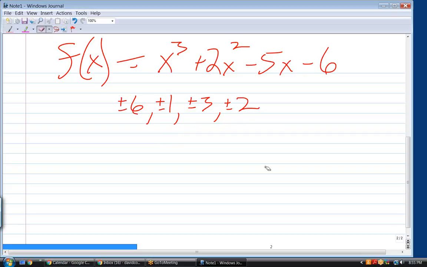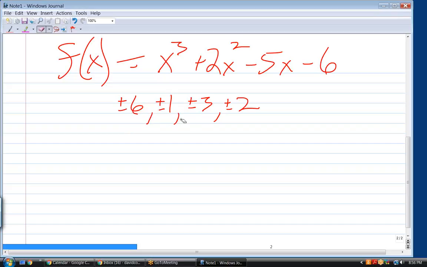My next step is to try each one of them randomly until I produce a 0 as a remainder. Whenever I produce the 0, I have found my factor. Once I find one factor, I can divide it into that, which will reduce this to a quadratic. In other words, my factor will always be linear. It will always be x plus or minus one of these.